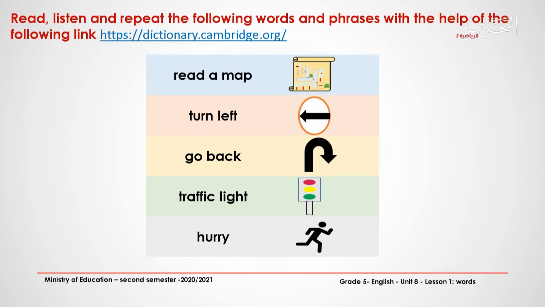Listen and point. Read a map. Turn left, go back, traffic light, hurry. Now listen and repeat.